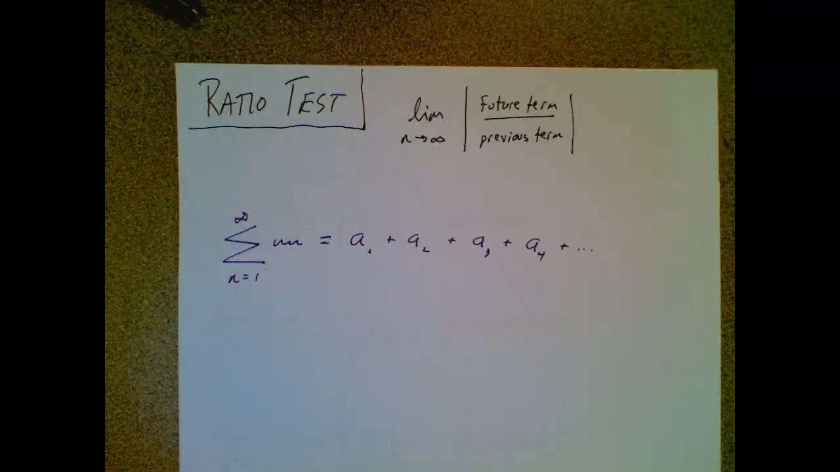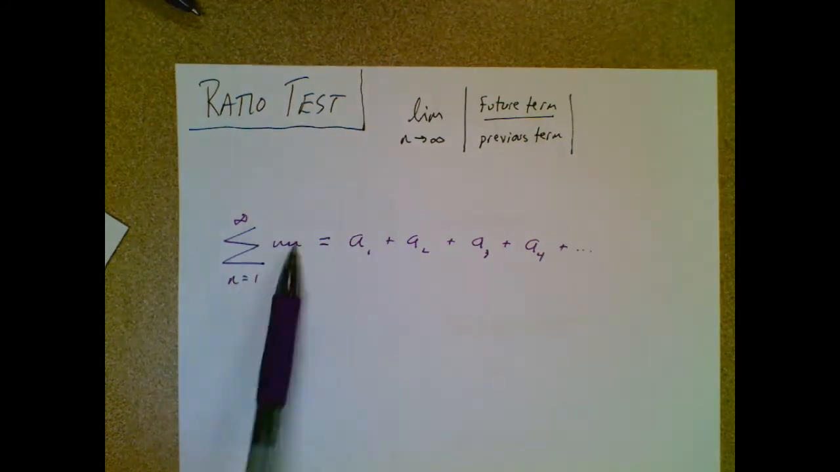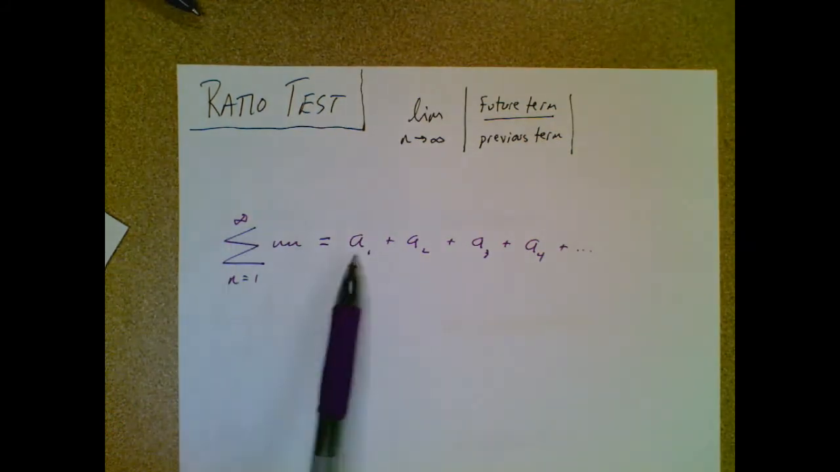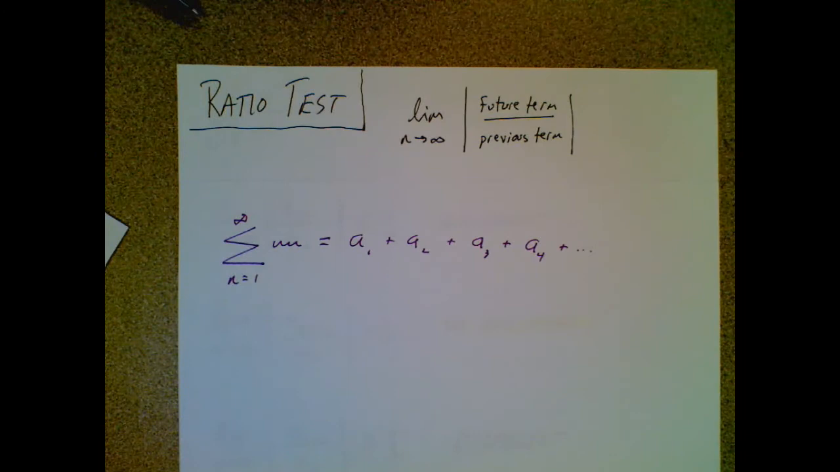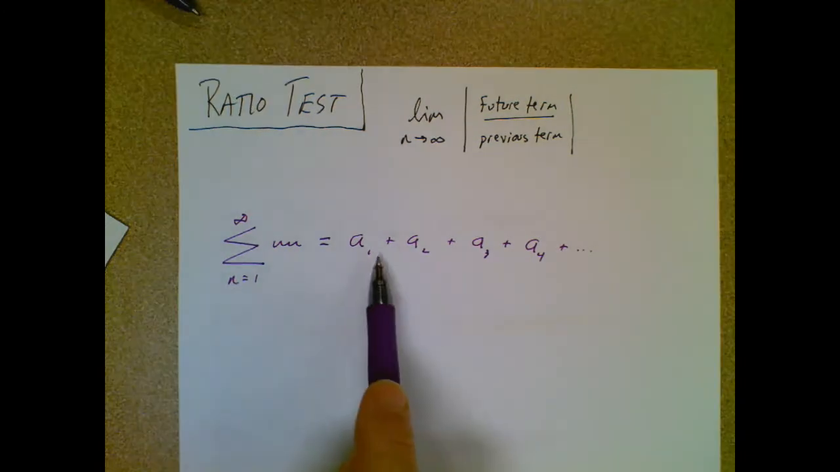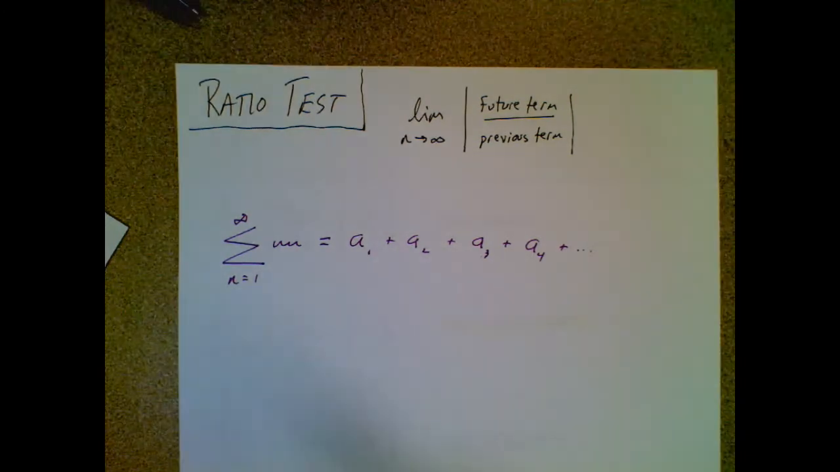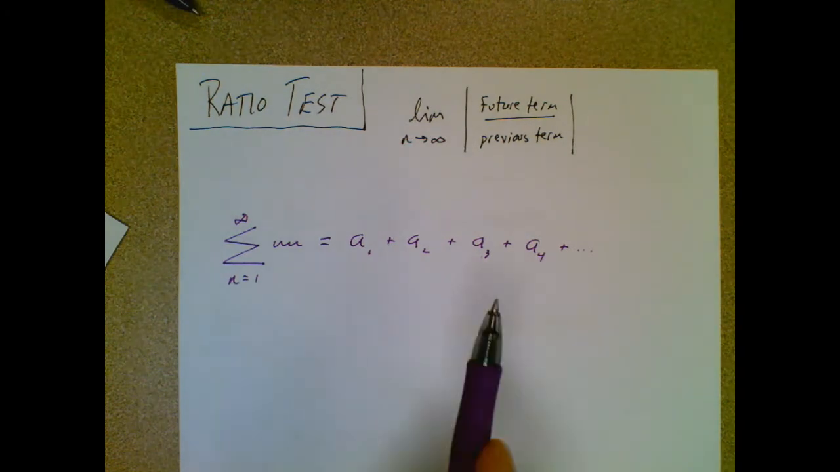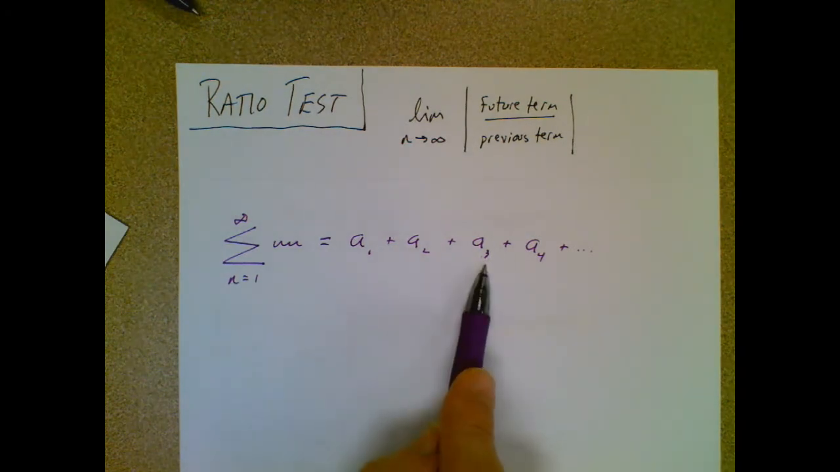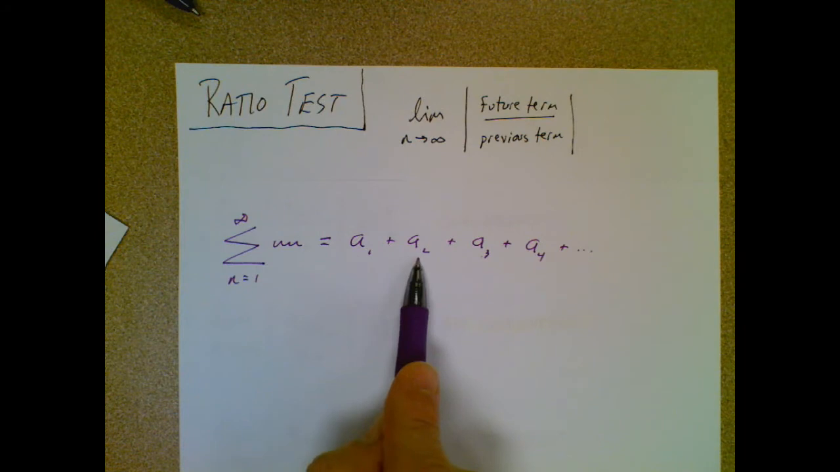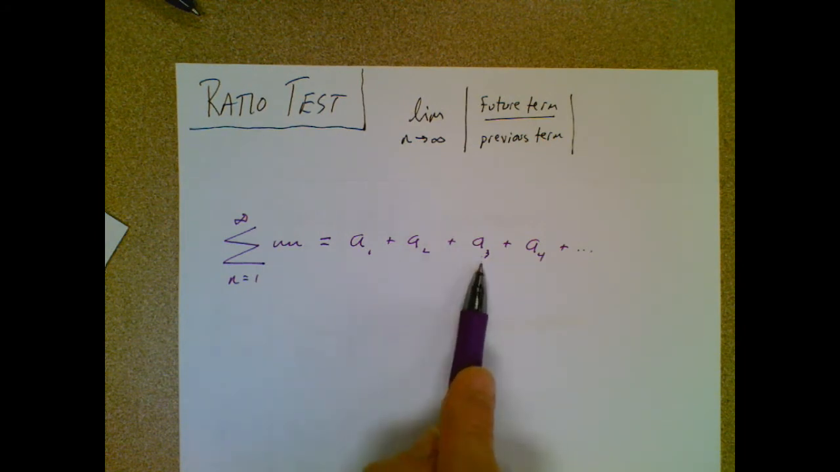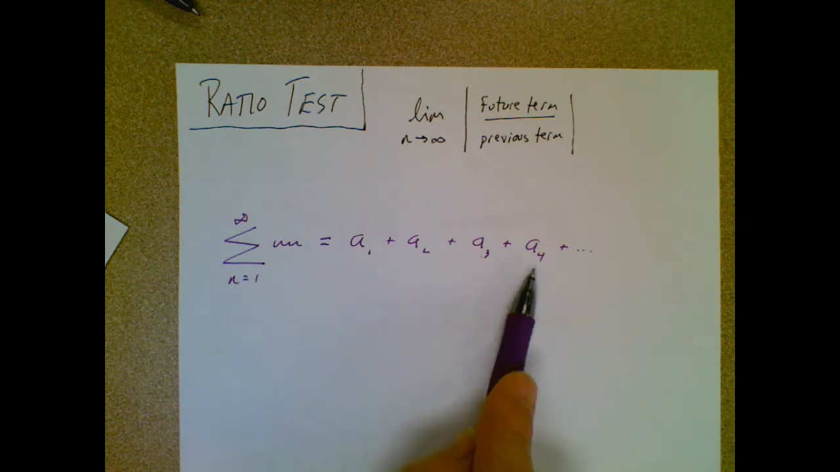Hey, the star of the show today is going to be the ratio test. And we're going to have some nitty gritty lawyer-like rules here, but let's give a little intuition first. If I had a series and I started to write out the terms of the sequence of that series, I can think of these as having a relationship as a future term and a previous term. For example, a sub 3 is a future term compared to the previous term. But a sub 3 is a previous term compared to that future term.